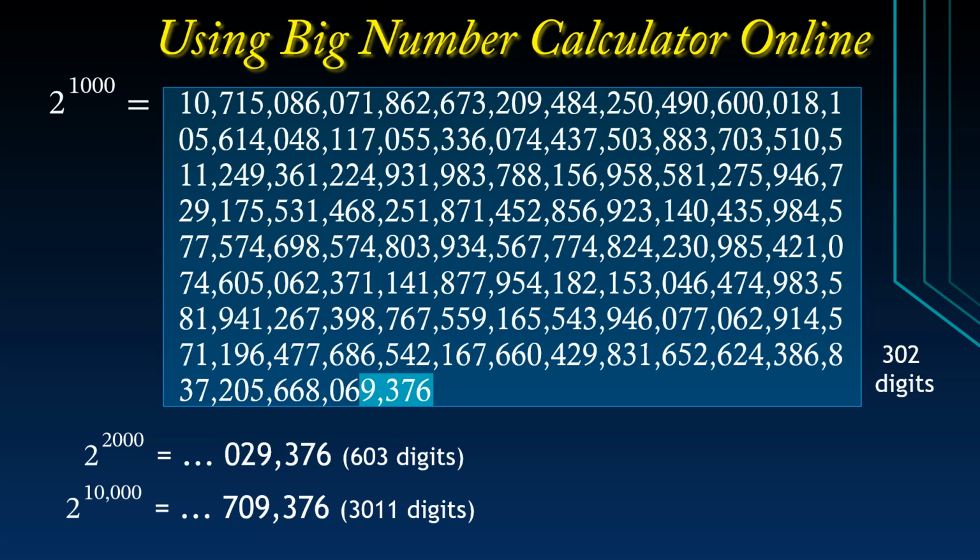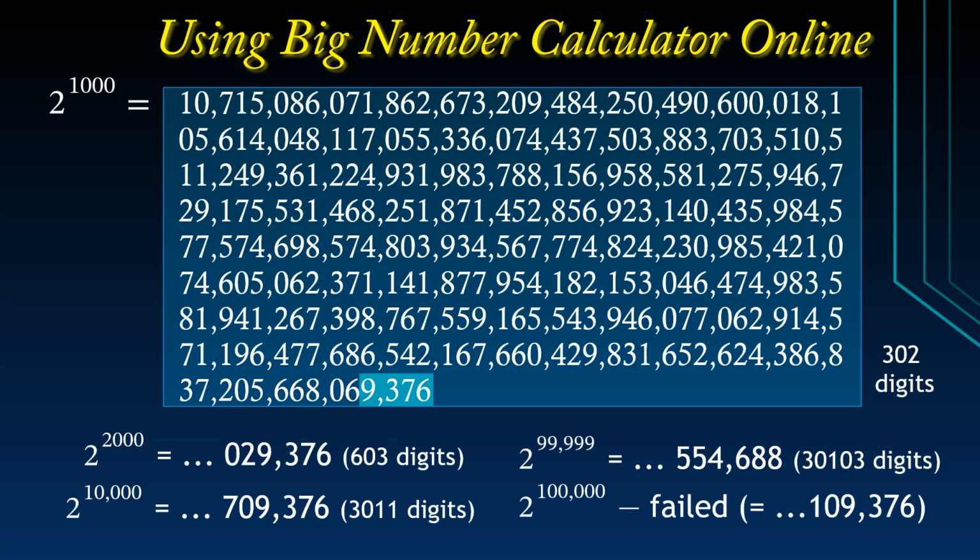The biggest power of 2 the calculator could give is 99,999. It has 30,103 digits. The last digits are different because this is not a multiple of 100. For the power of 100,000, the calculator failed. Nevertheless, we know that the last digits are 109376. Finally, we reached the end.